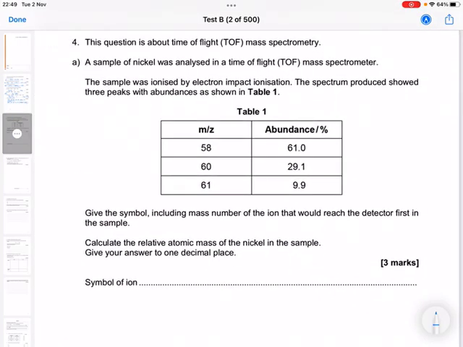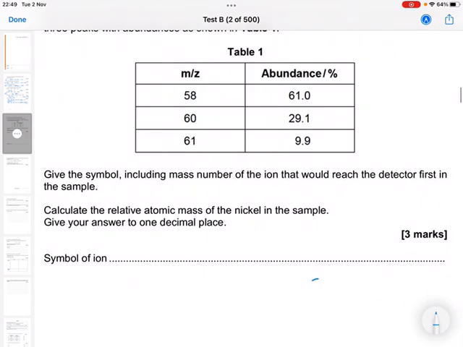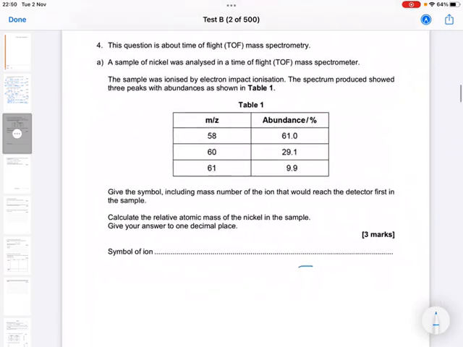Okay, question 4 is about time of flight mass spectrometry. A sample of nickel was analysed in a time of flight mass spectrometer. The sample was ionised by electron impact. The spectrum produced showed 3 peaks with the abundances as shown in the table. Give the symbol, including the mass number, of the ion that would reach the detector first in the sample. Calculate the relative atomic mass of nickel in the sample. Give your answer to 1 decimal place.